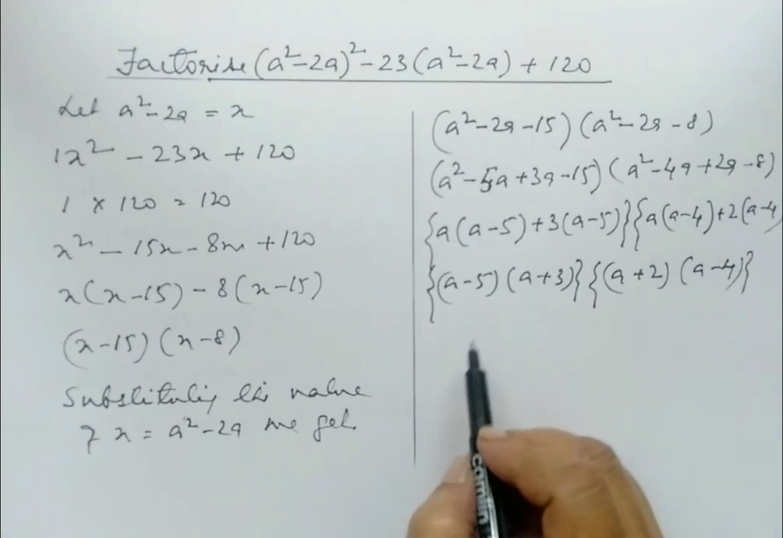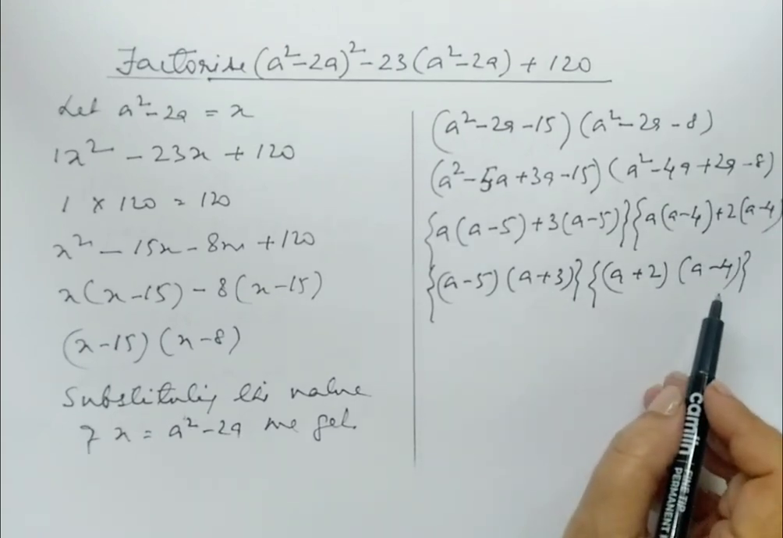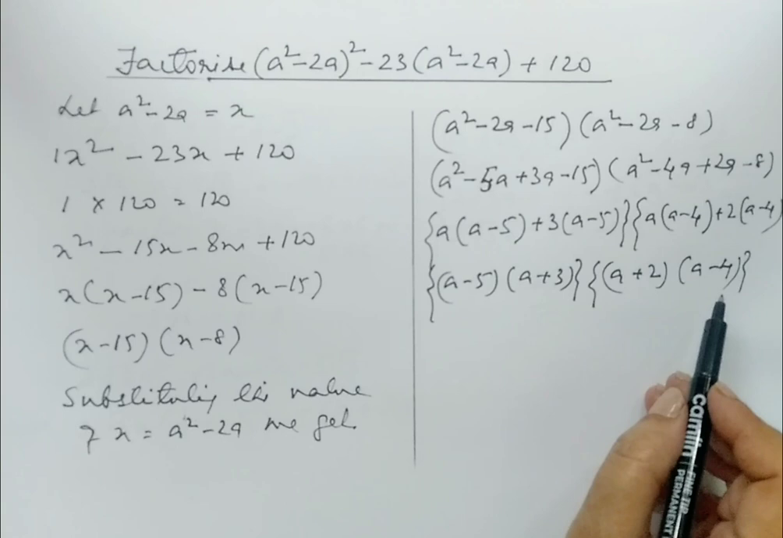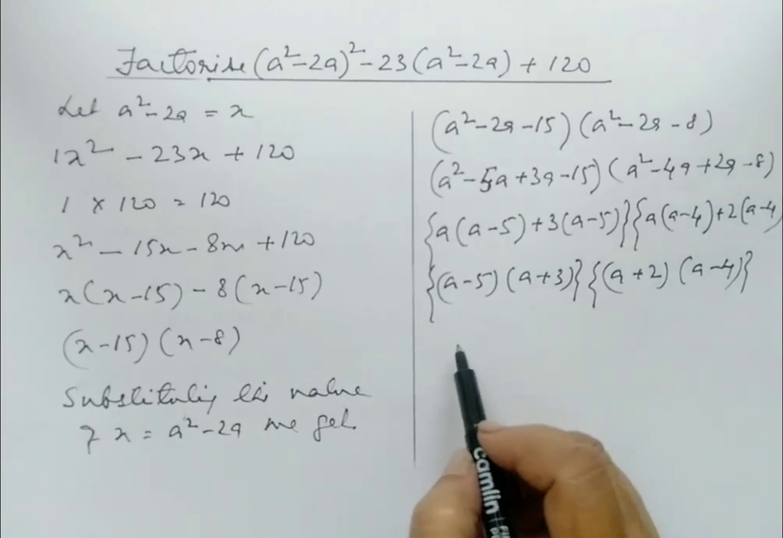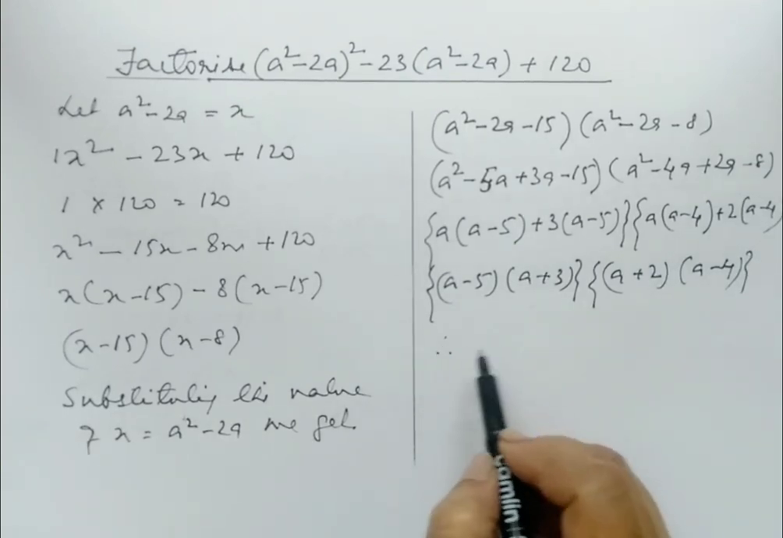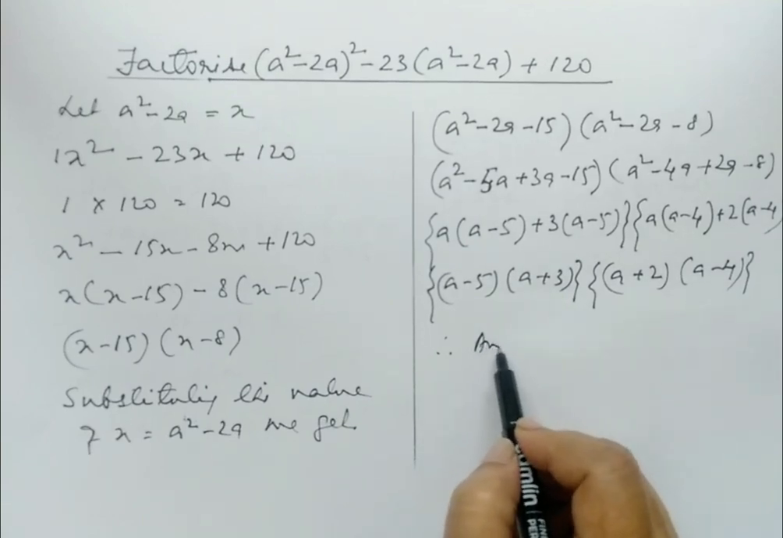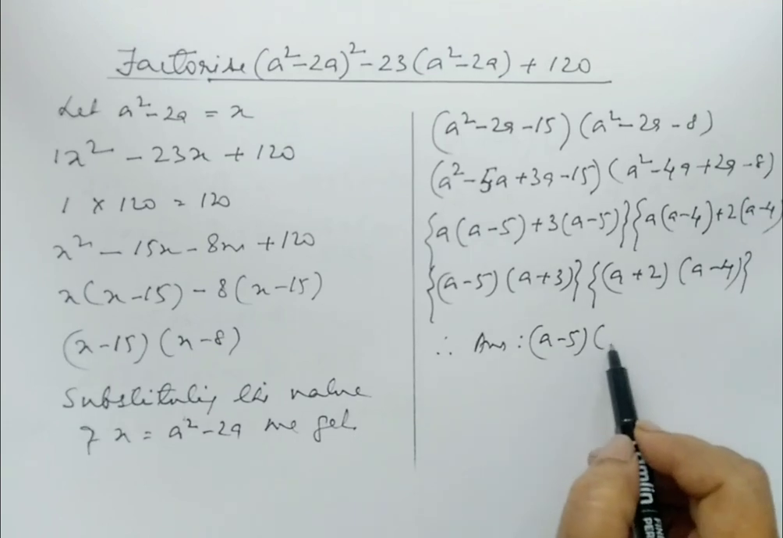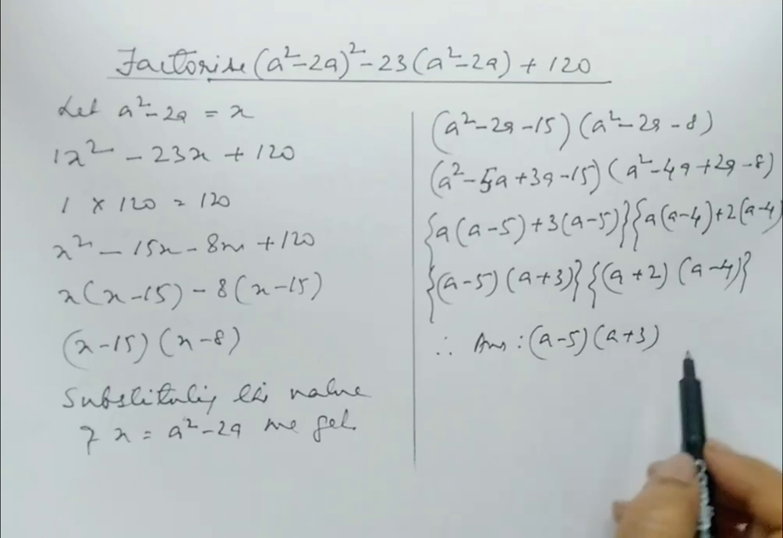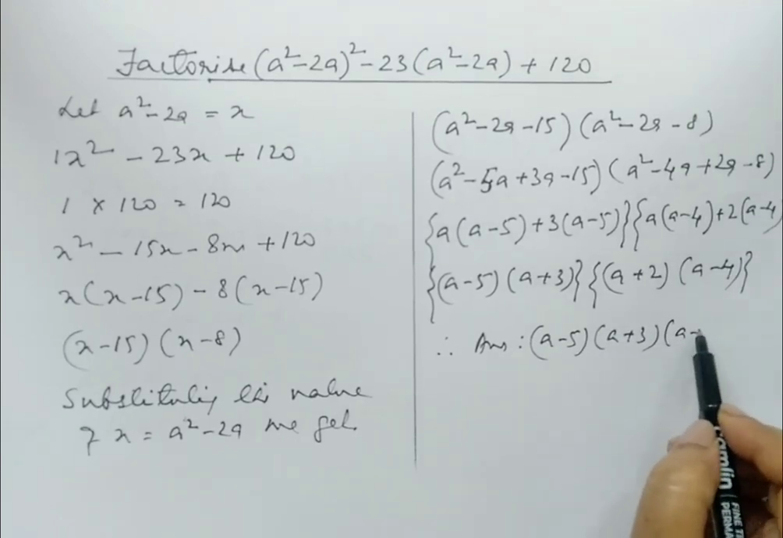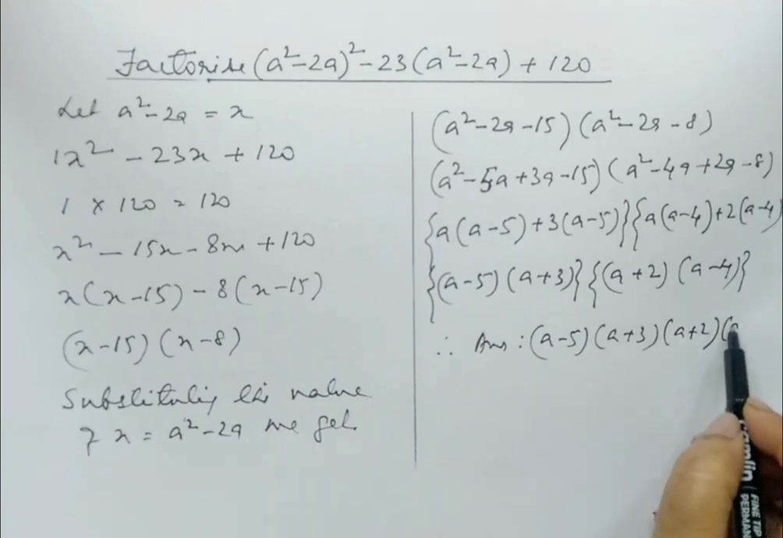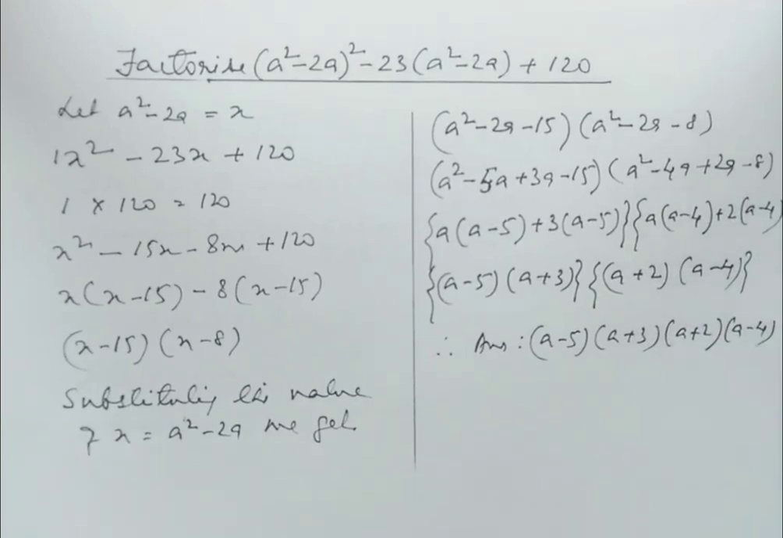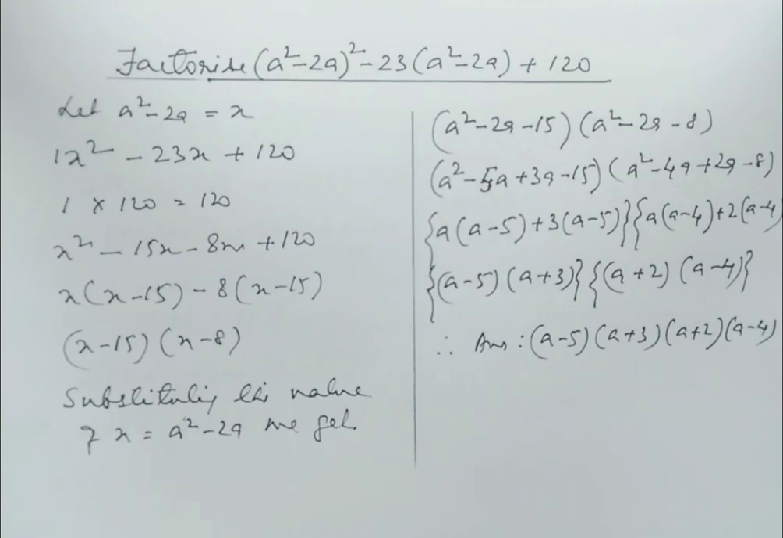So finally our answer is that we have found 4 factors here, therefore our answer is a minus 5, a plus 3, a plus 2 and a minus 4. Got it guys? So this is how you had to work it out.